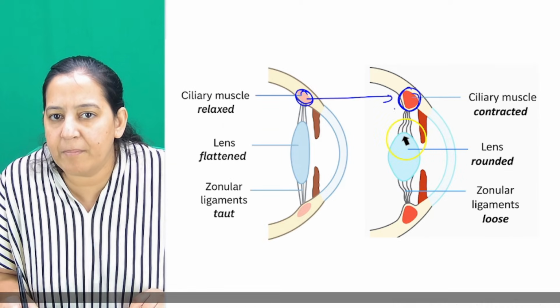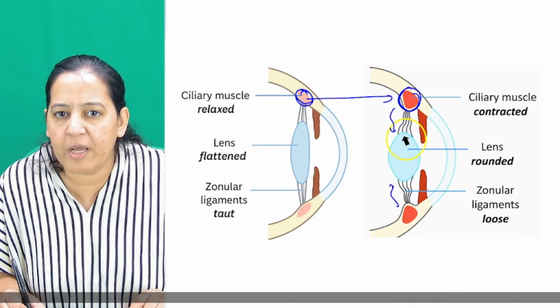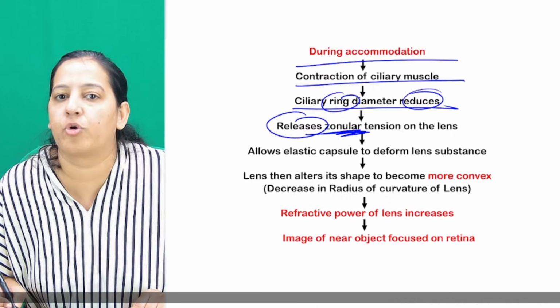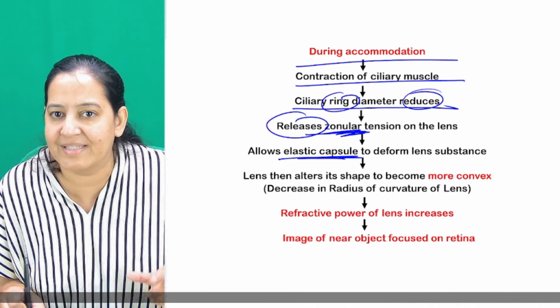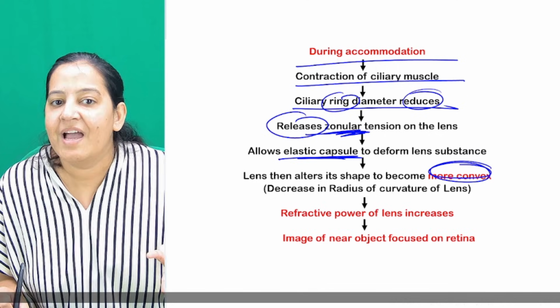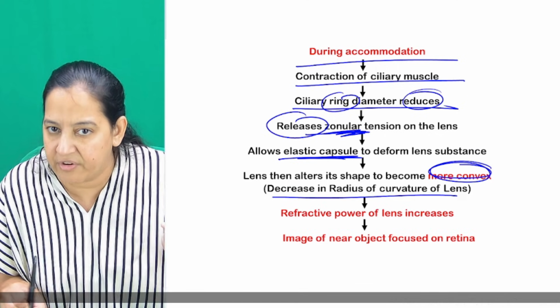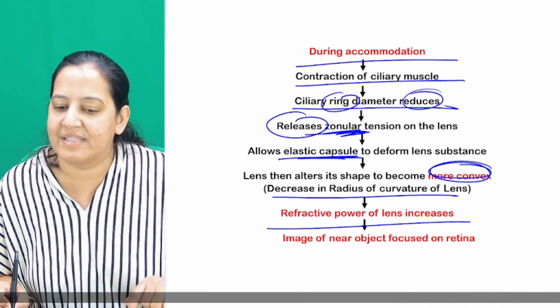If the zonules become loose, they are not putting pressure on the lens and the lens becomes more convex. The elastic lens deforms and becomes more convex. I mean, its radius of curvature reduces and its power increases, and that's accommodation.